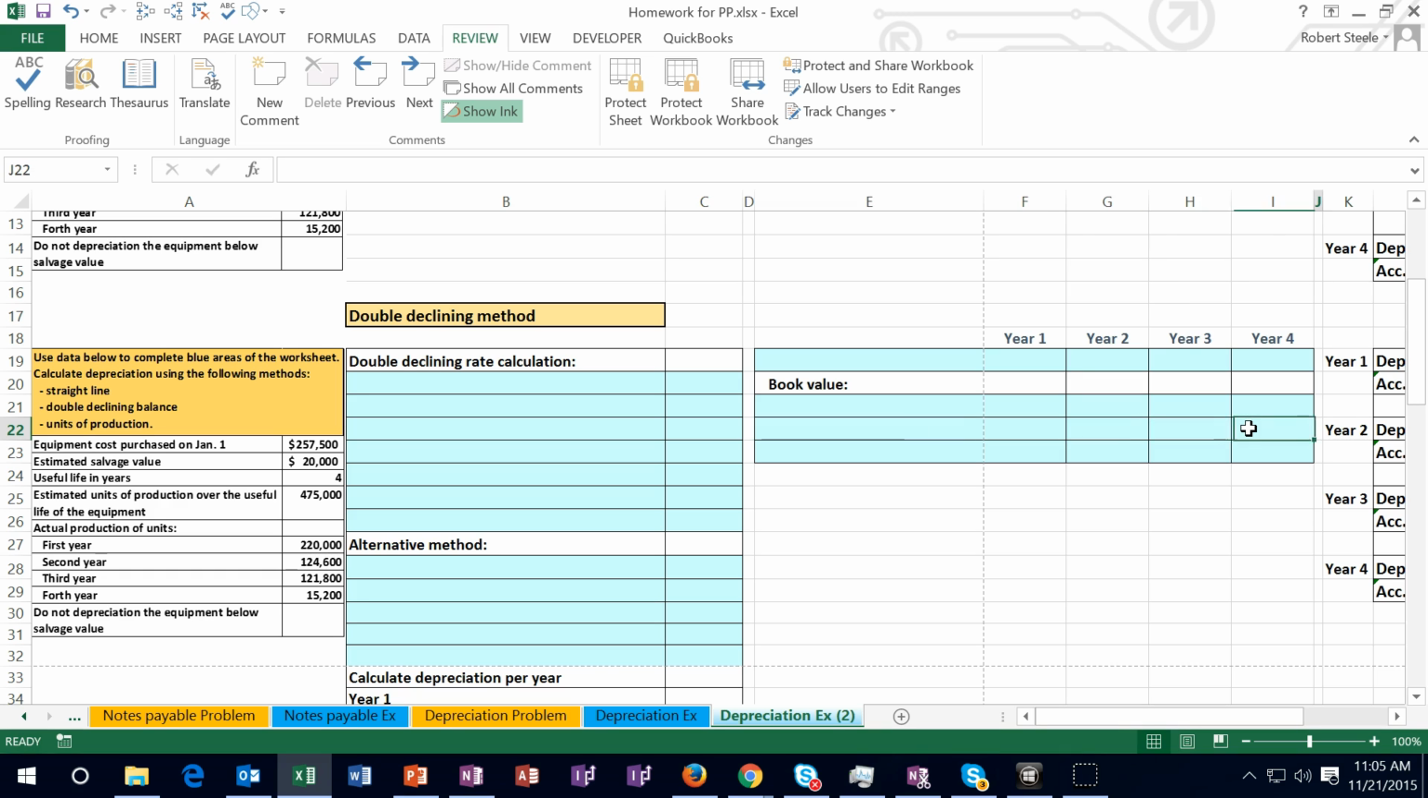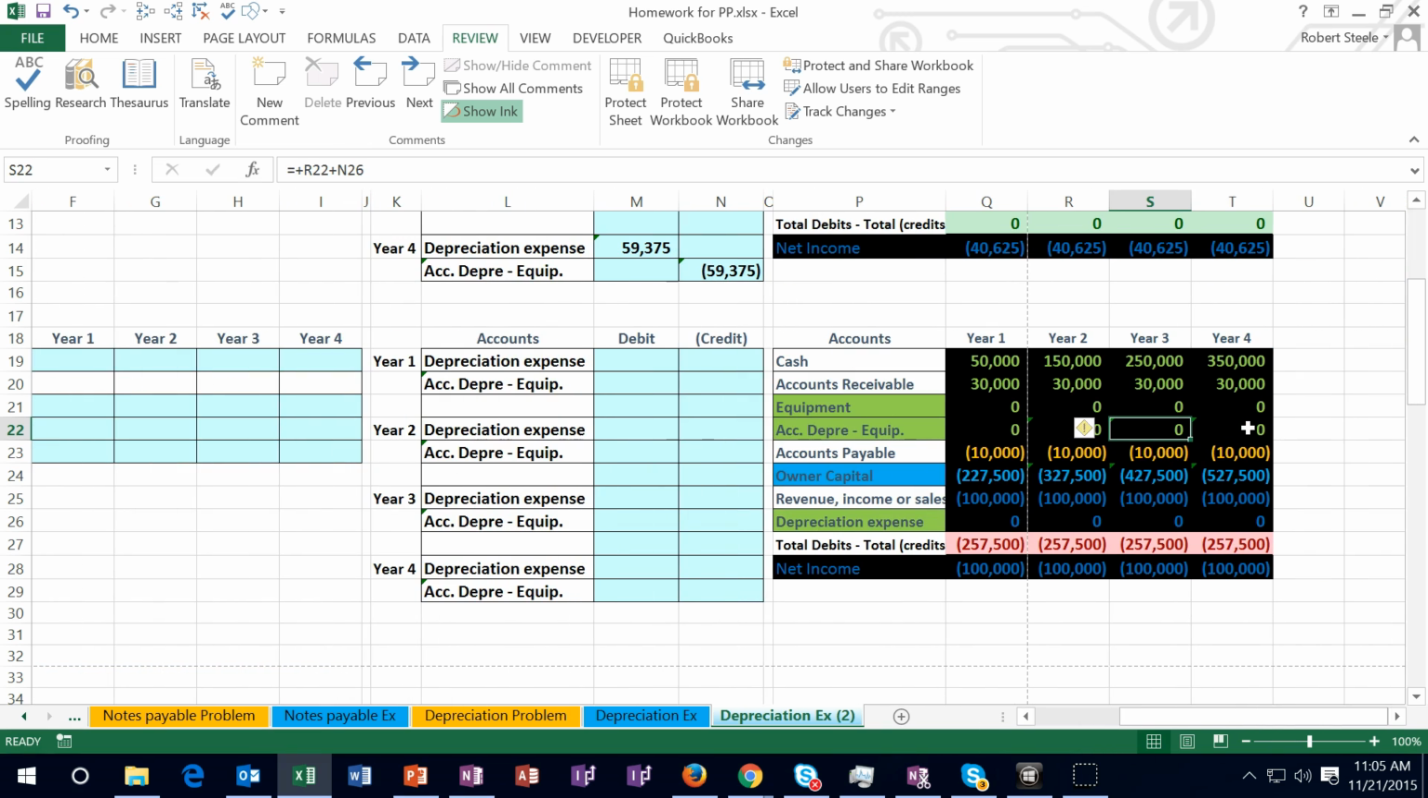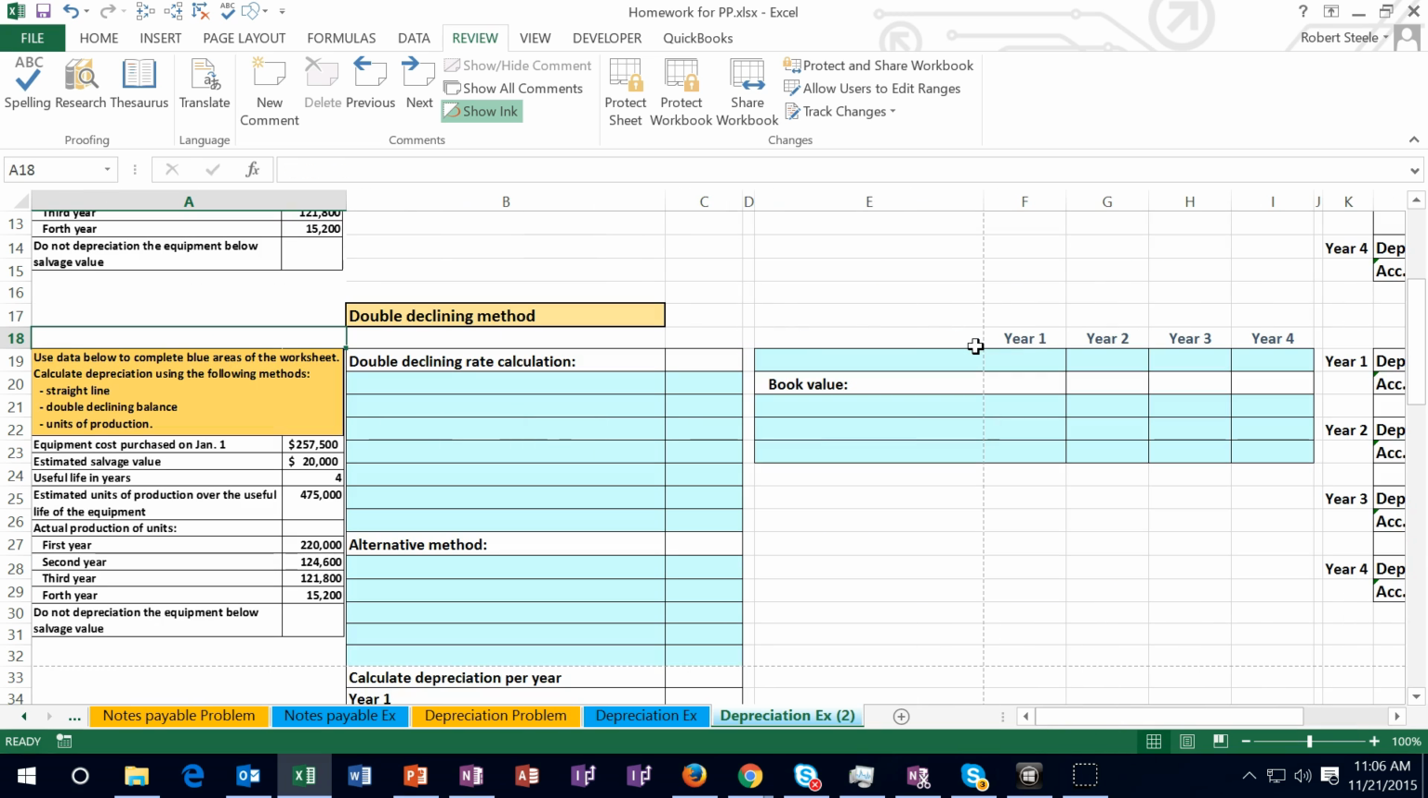Then we want to actually see this in context in terms of what will the journal entry be for each of those 4 years and how will that look on the trial balance in relation to other accounts. What's the effect on net income? What's the effect on assets? How does it look in context? So that will be what we will take a look at this time.